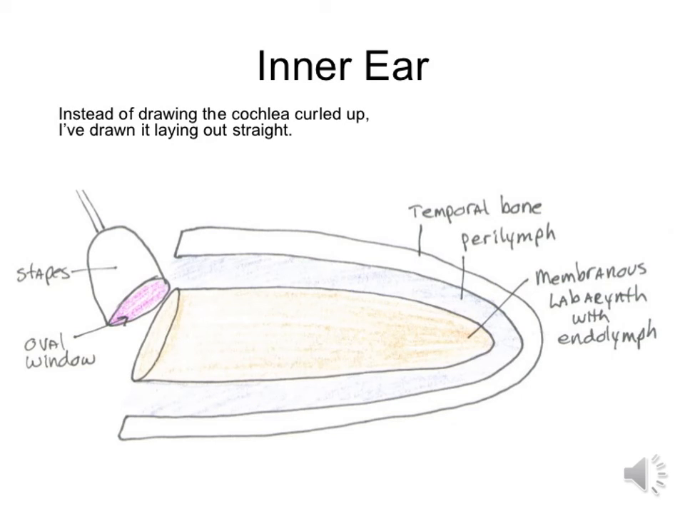Instead of drawing the cochlea coiled up, I have drawn it lying out straight. We have the temporal bone, the perilymph, the membranous labyrinth, and the endolymph. And from outside, the oval window connects with the stapes, the ossicle of the middle ear.